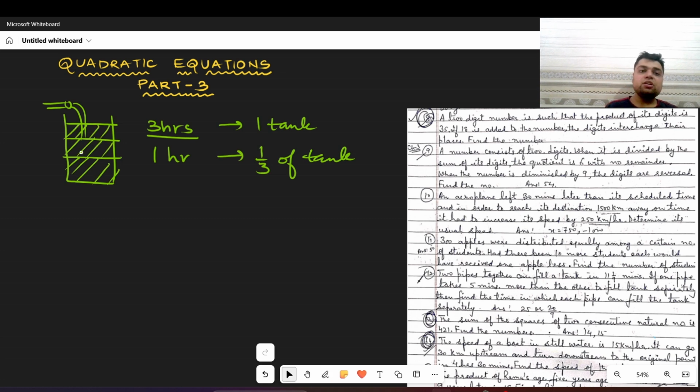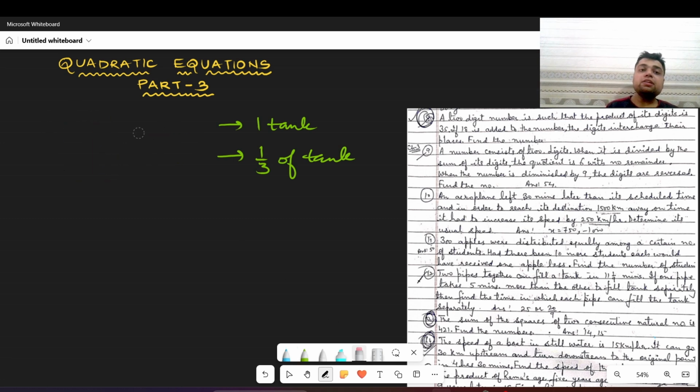3 parts will be there. So whatever the number a pipe takes to fill one tank completely, the reciprocal of that would be the portion of the tank filled in 1 hour. So always remember, whenever we get these kinds of questions, we will convert them into time based. So we will take the portion of the tank filled by each pipe in 1 hour and then add them.